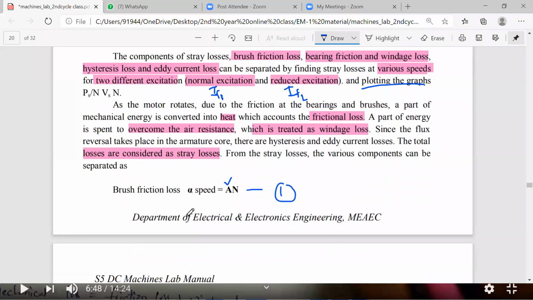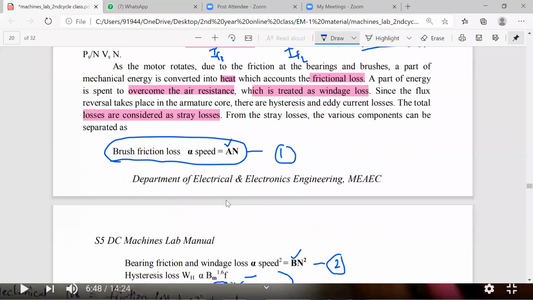So we have four losses. Brush frictional loss is proportional to speed. Here A is the proportionality constant. It is not necessary to take a capital A; it may be X or Y or Z. So A is the proportionality constant for brush frictional loss, which depends upon speed. If you remove the proportionality sign, a constant is there.